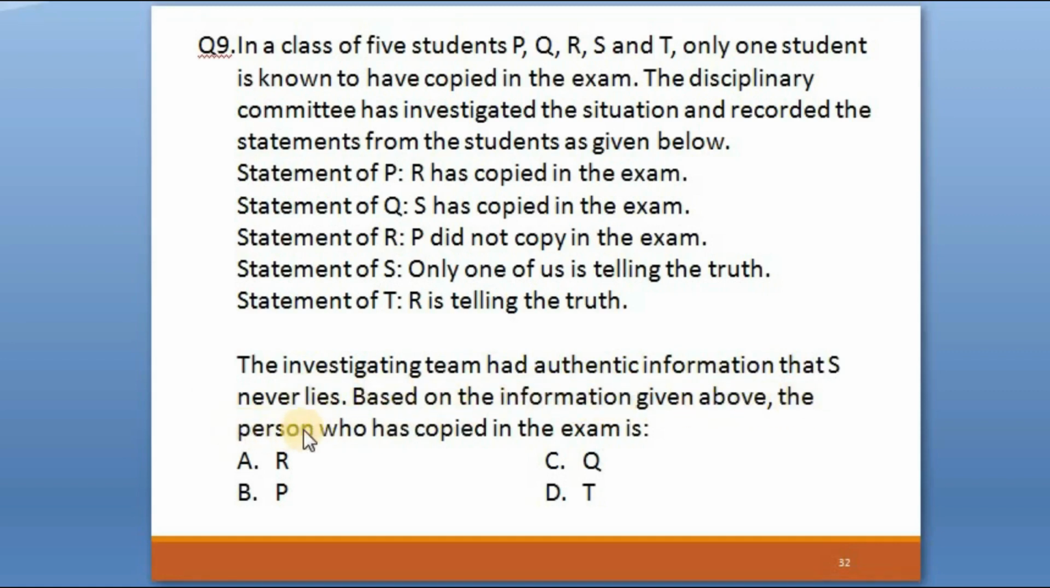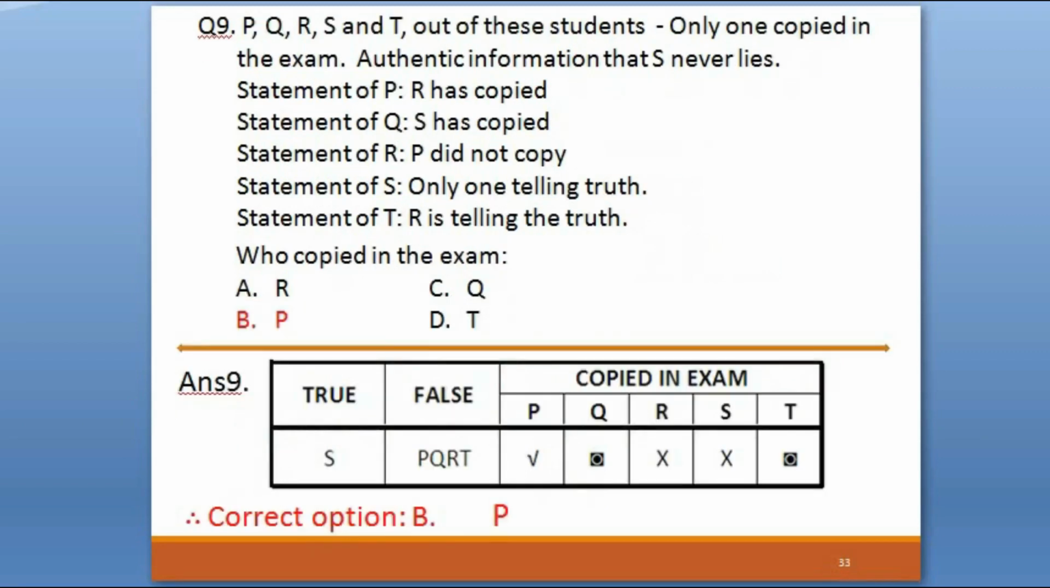so we have to find out the person. Now, such questions can be easily solved by using the tabular method, right? So we have to analyze the given statements as per this table, right? What we have to fill in the table, we have to test the statement of each one, and depending on the given conditions, some can be true, some can be false, right? And according to that, we have to find out the person who has copied in the exam.